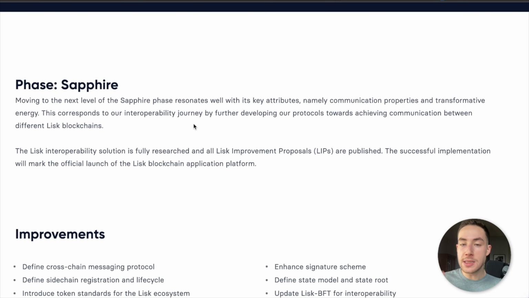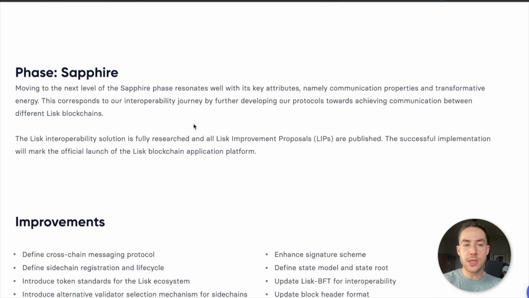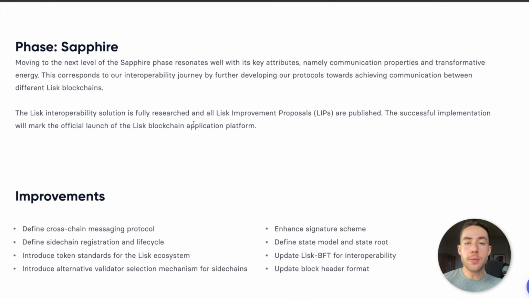Moving to the next level of Sapphire phase resonates well with its key attributes, namely communication properties and transformative energy. This corresponds to our interoperability journey by further developing our protocols towards achieving communication between different Lisk blockchains. The Lisk interoperability solution is fully researched, and all Lisk improvement proposals, or LIPs, are published. The successful implementation will mark the official launch of the Lisk blockchain application platform.